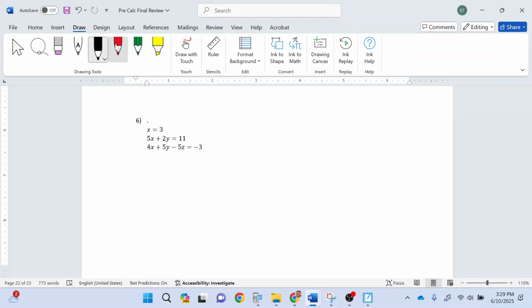Okay, 3 variable equations. These are kind of important. In this case, you remember you need an x, a y, and a z. Because you have an x, y, z, you need to find one at a time. Lucky for me, I found 3 over here. So I know this is 3. I could take the 3 and plug it into something else. So here I'm going to plug in 5 times 3 plus 2y equals 11.